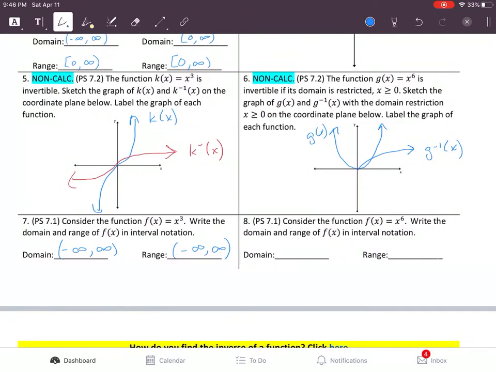For f of x equals x to the sixth power, like in number 6, the domain is going to be from negative infinity to positive infinity. But the range only starts at 0 on the axis, and it's going to go up to positive infinity. Okay?